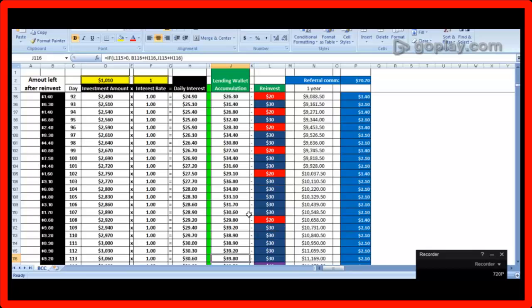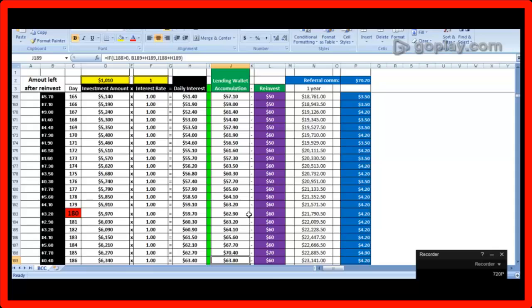I'm going to move a little quicker on this. Anybody that's on my team, I can go through this, and you'll get a copy of this Excel spreadsheet to mess around with yourself. But I just want to show you at 6 months. Your $1,010 is already $5,970. You're up to making $59.70 every day, and your daily interest reinvestments are already at $60.